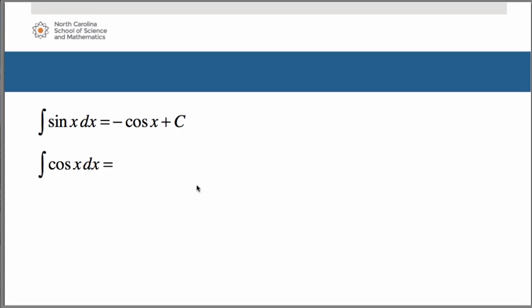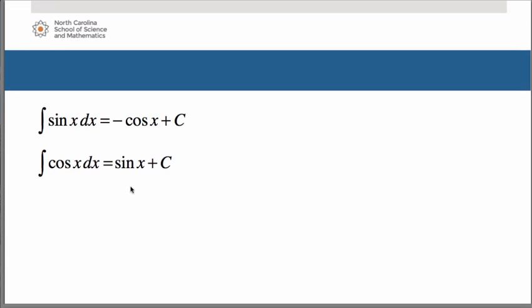Let's consider the cosine function. Antiderivative of cosine of x dx. Think to yourself, what can I take the derivative of and get cosine as my answer? Hopefully you've thought of the fact that if you take the derivative of sine, you know that to be cosine. Therefore, the antiderivative of cosine of x dx is sine of x plus c.